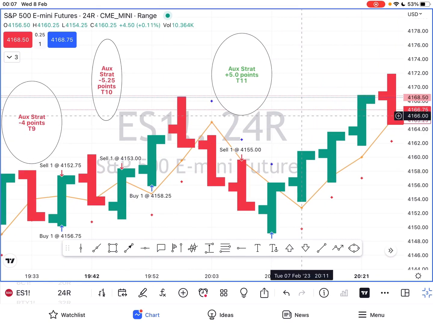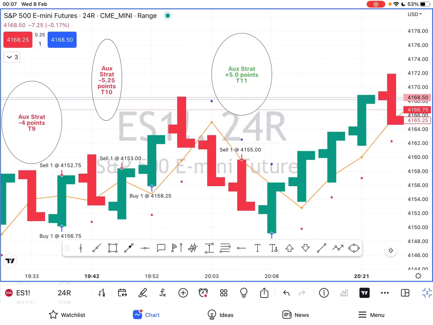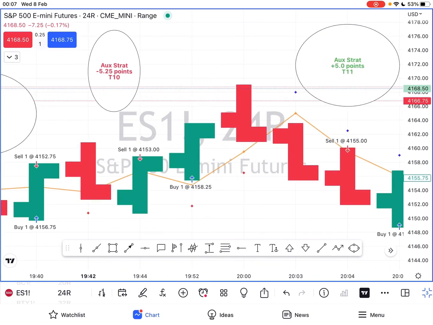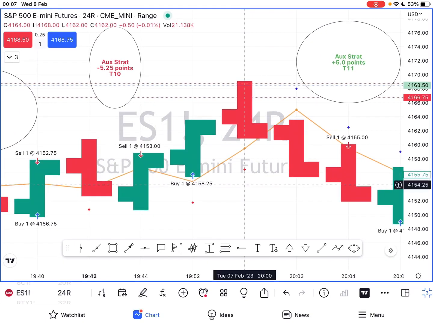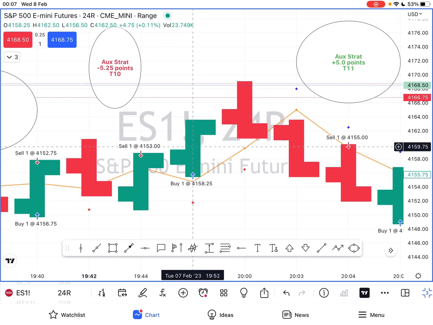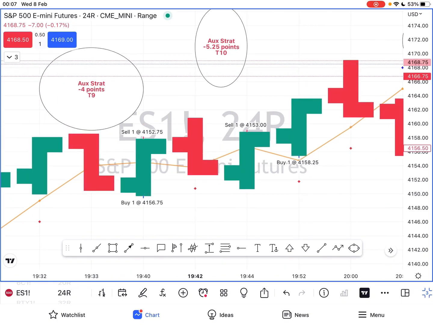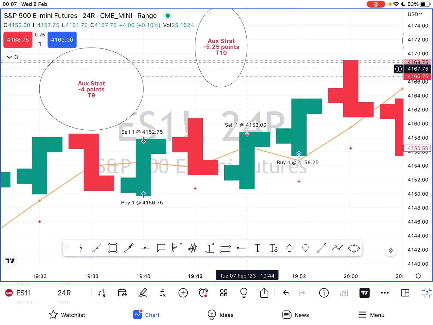So with the T11, that was our 11th trade. That's far too many here. But we did mention using the auxiliary strategy would have more trades going forward. I did have a couple of formal trades.